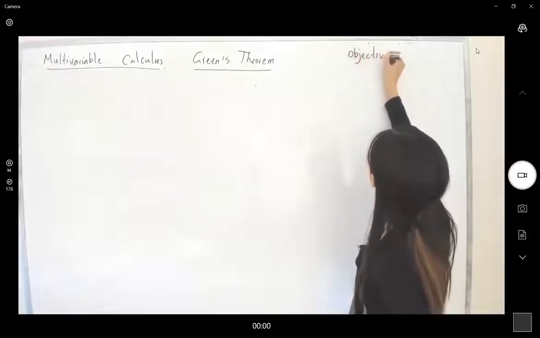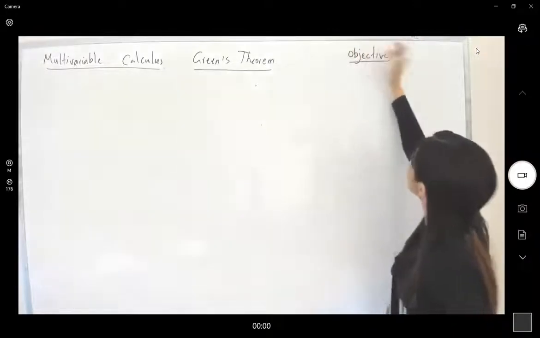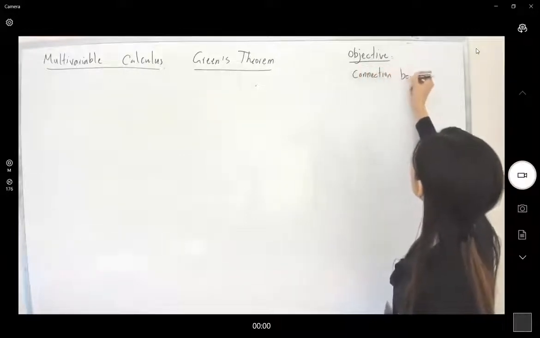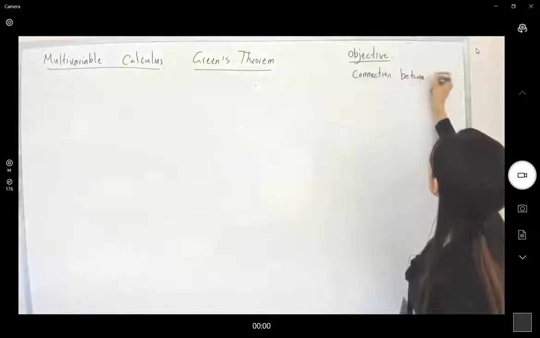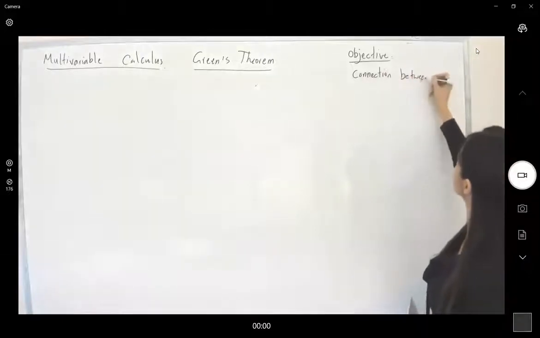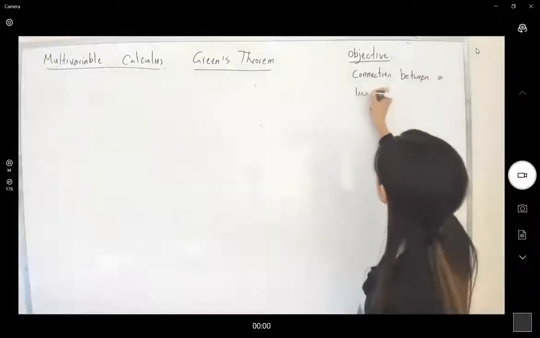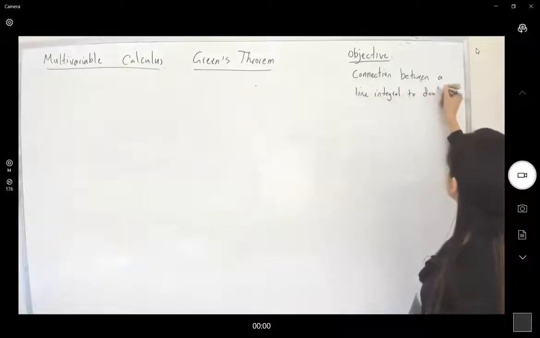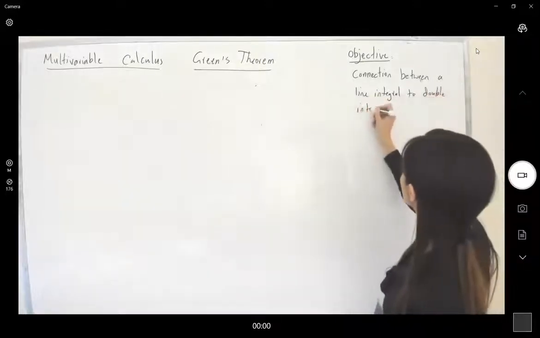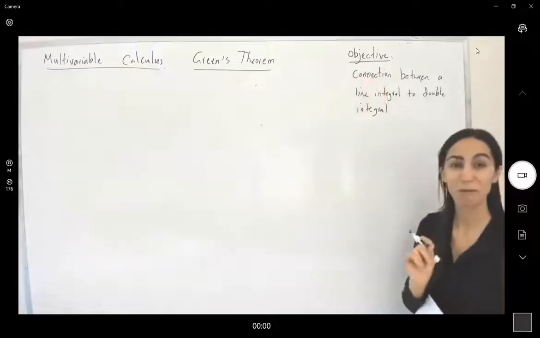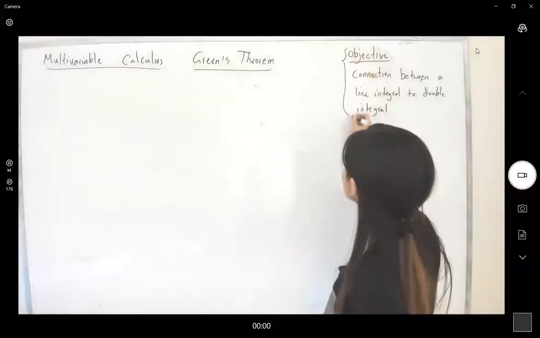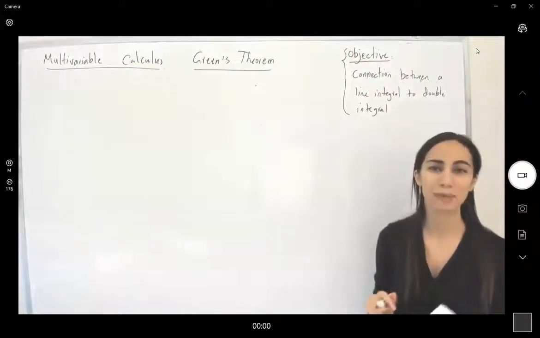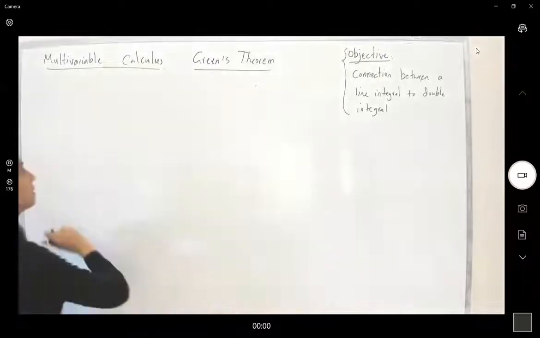Objective is connection between a line integral to double integral. Of course, we need some conditions here, and we call that Green's theorem. So let us write down Green's theorem and go over some examples to feel comfortable about this theorem.